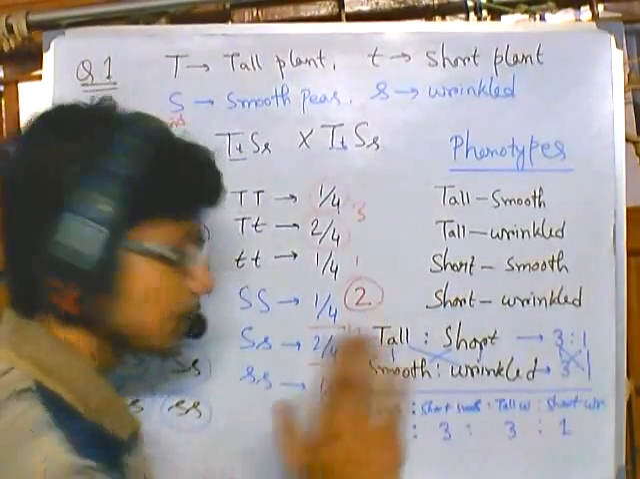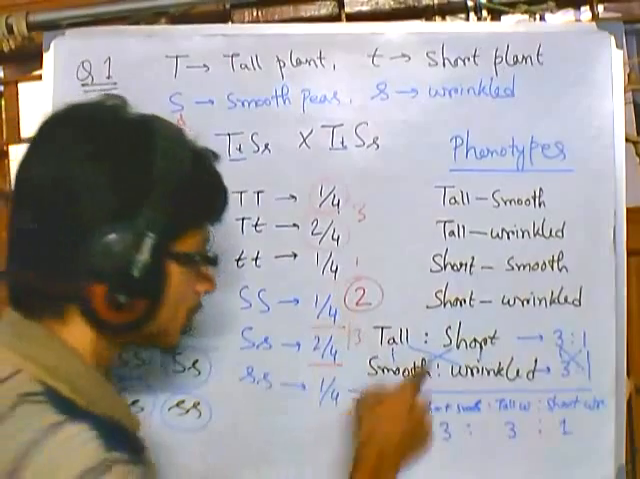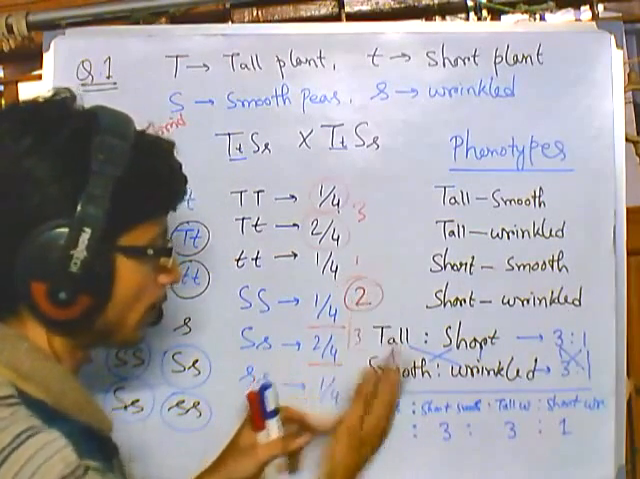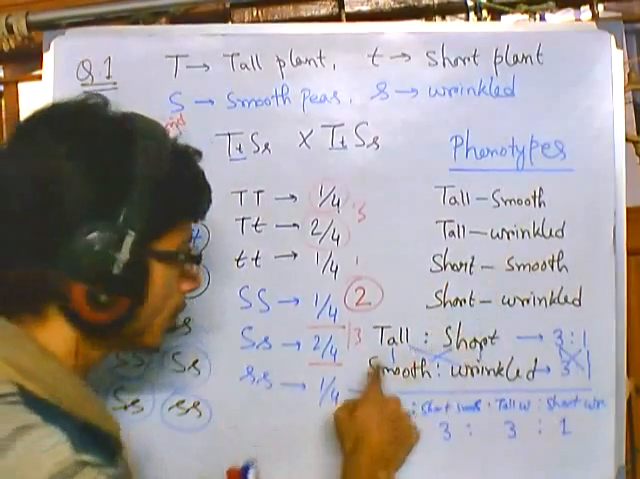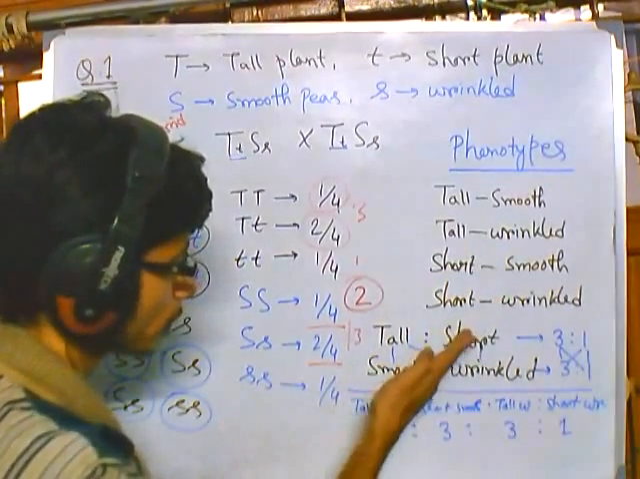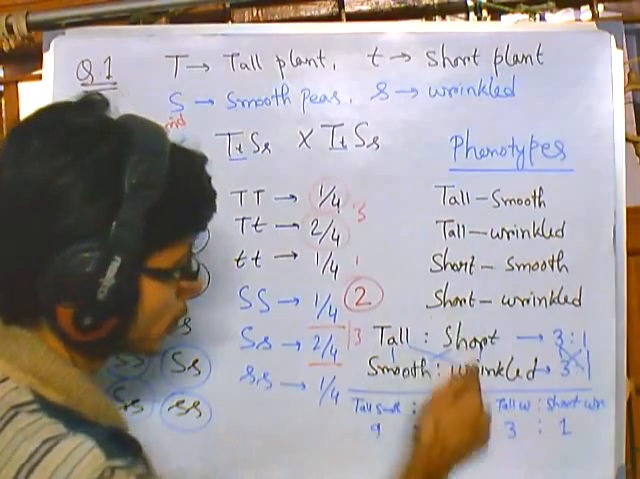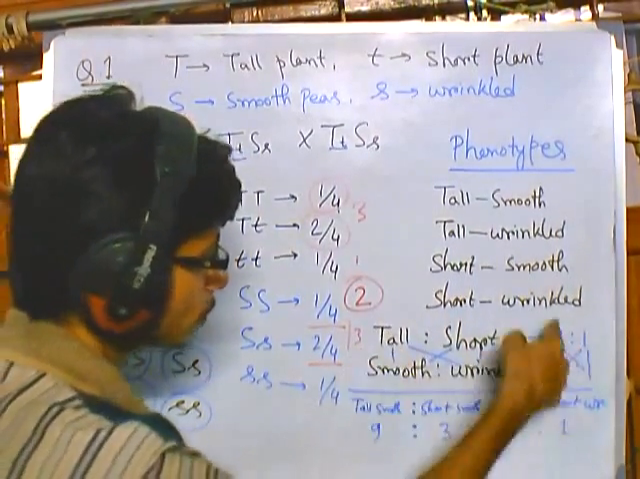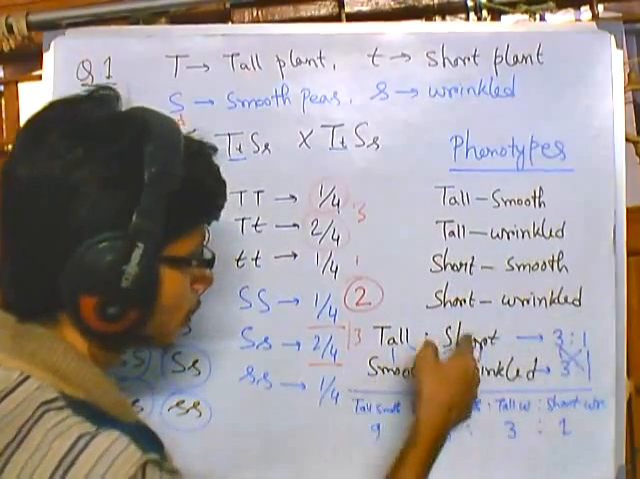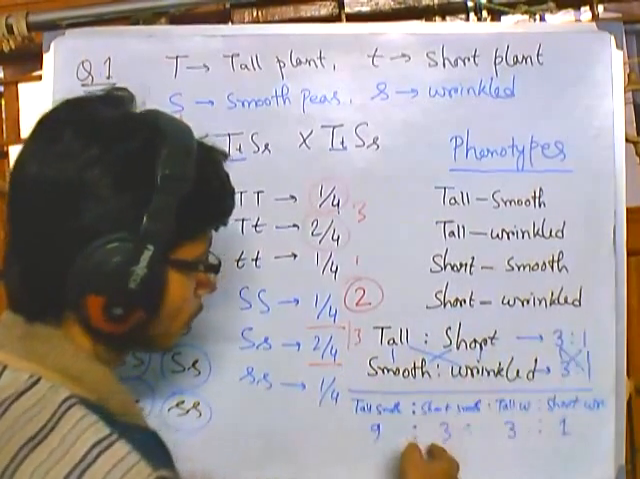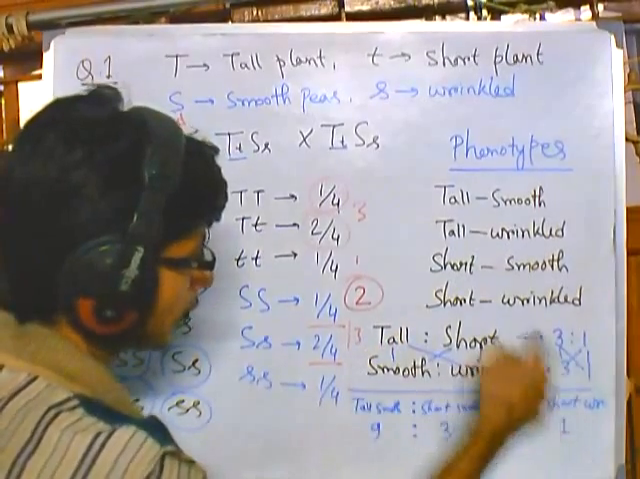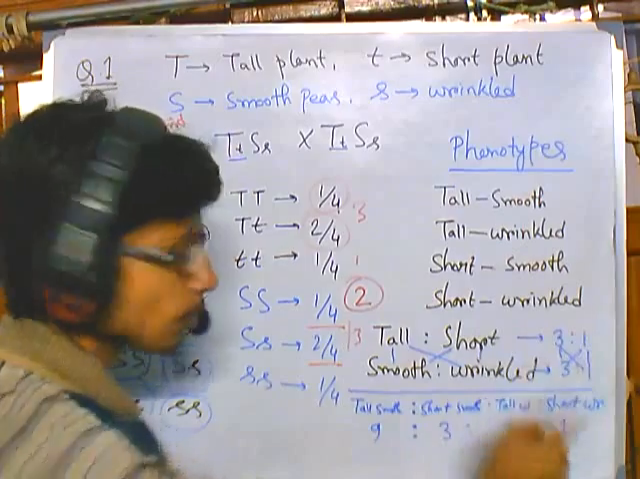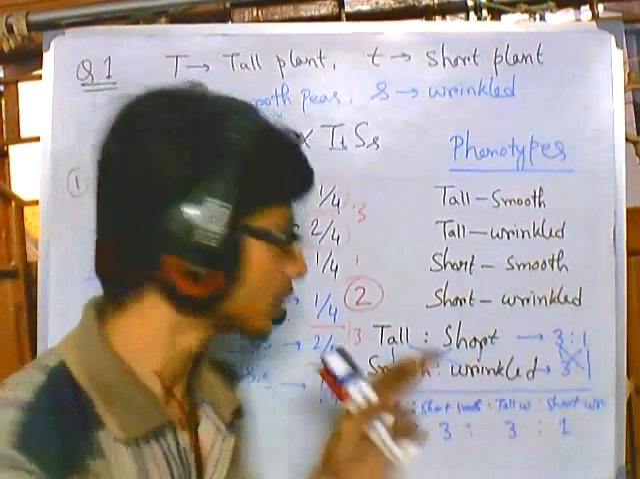Okay, so simply what we are doing, we are just multiplying things. So we just fix smooth. So now take smooth horizontally, then the corner. So tall into smooth, short into smooth, wrinkled into tall, wrinkled with short. Okay, similarly we will multiply these things. Smooth into tall, smooth into tall. So 3 into 3, 9. Smooth into short, smooth into short, 3 into 1, 3. So wrinkled into tall, again here also wrinkled into tall, 3 into 1, 3. And wrinkled into short, here wrinkled into short, 1 into 1, 1. So this is how you can solve this.